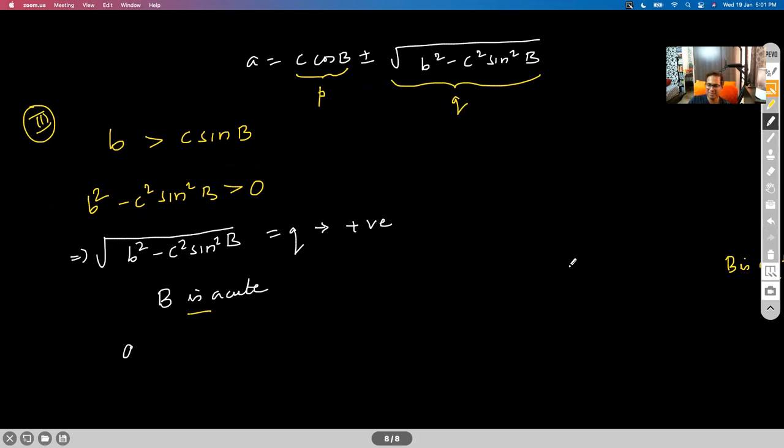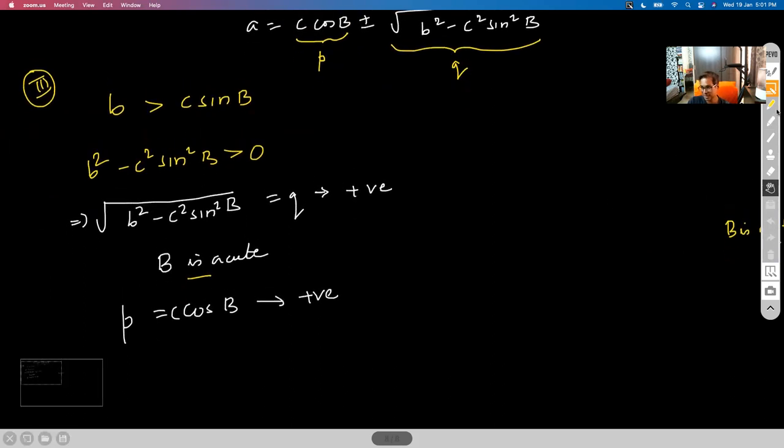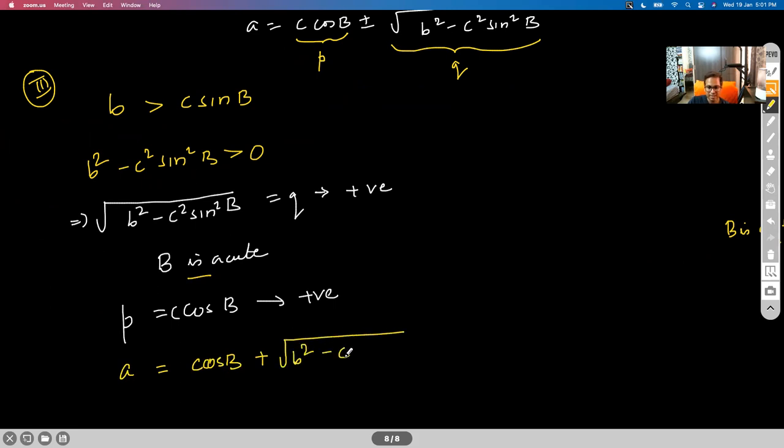your P value, which happens to be C cos B, this will also be positive. Okay, now both are positive. P is also positive. Q is also positive. Okay. So you'll say, sir, if both are positive, then definitely with a plus sign, I will have a triangle, or I will have an A value. Correct? So this will also be positive. So this is one triangle possible. Correct? One triangle we got from here.